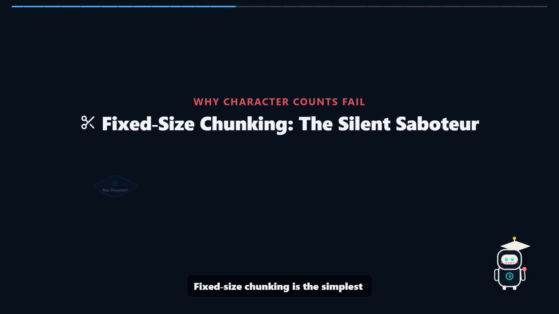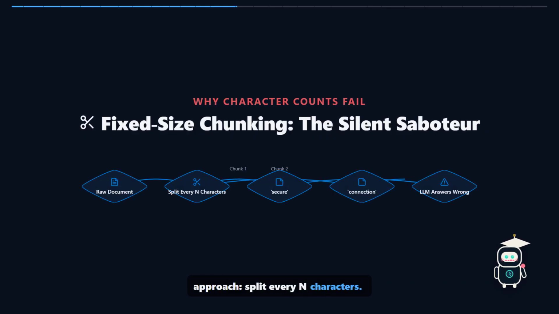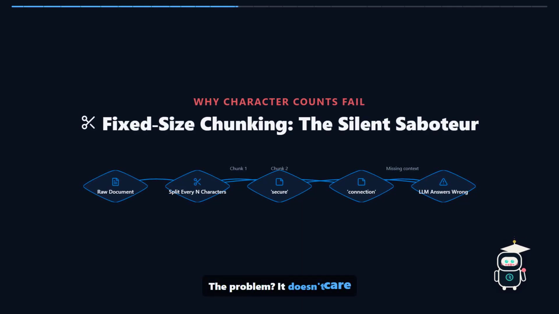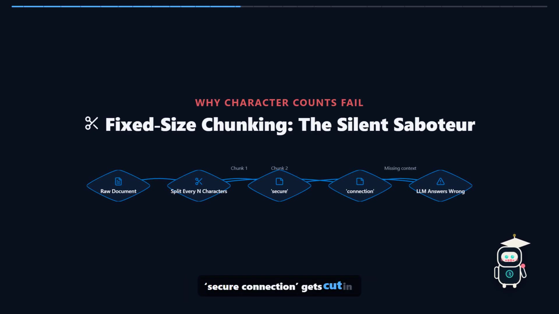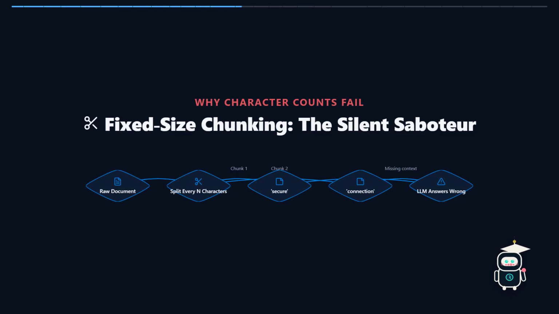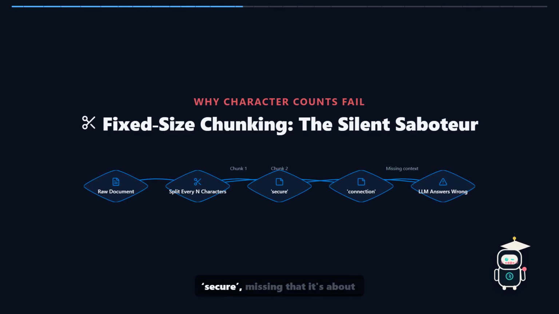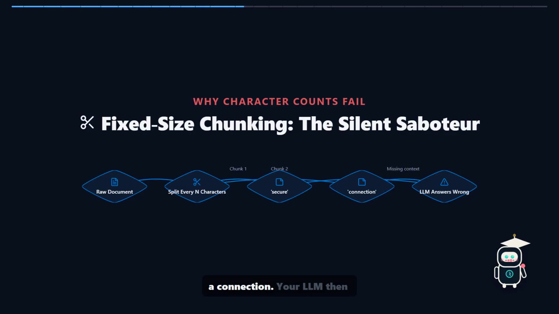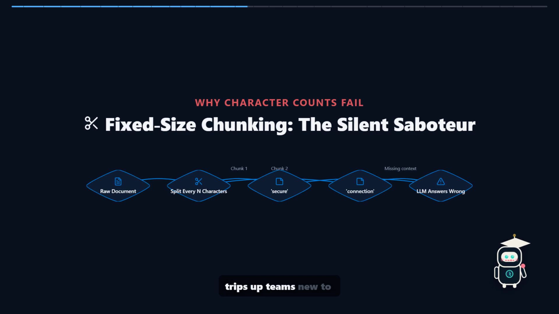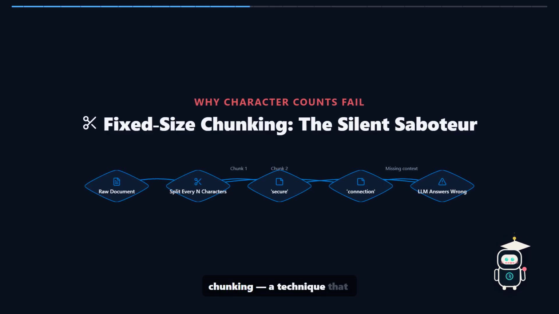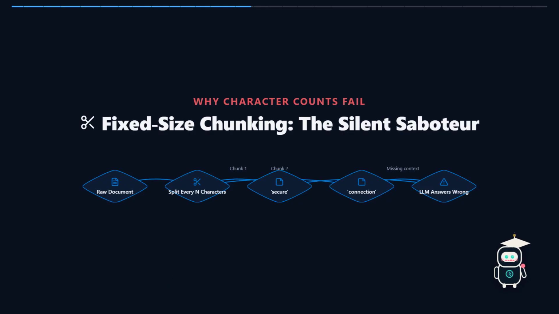Fixed-size chunking is the simplest approach. Split every n characters. The problem? It doesn't care about meaning. Look what happens when a crucial phrase like "secure connection" gets cut in half. The retriever might pull only the chunk ending with "secure," missing that it's about a connection. Your LLM then answers incorrectly because it never saw the full context. This is the default trap that trips up teams new to RAG. The solution is semantic chunking, a technique that uses sentence embeddings and similarity thresholds to split only where meaning shifts.